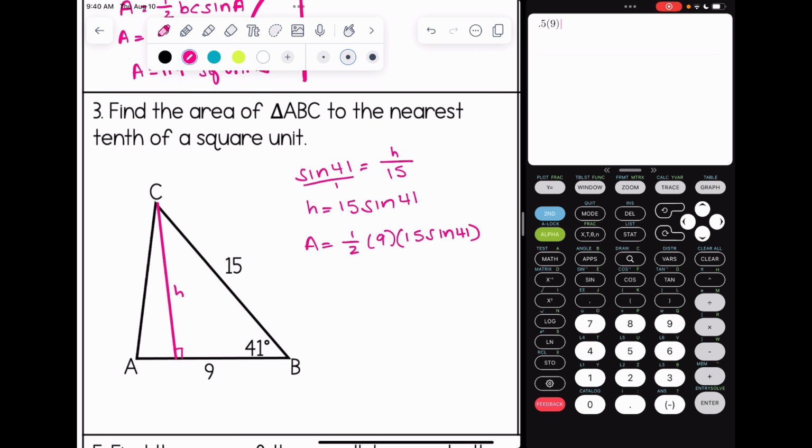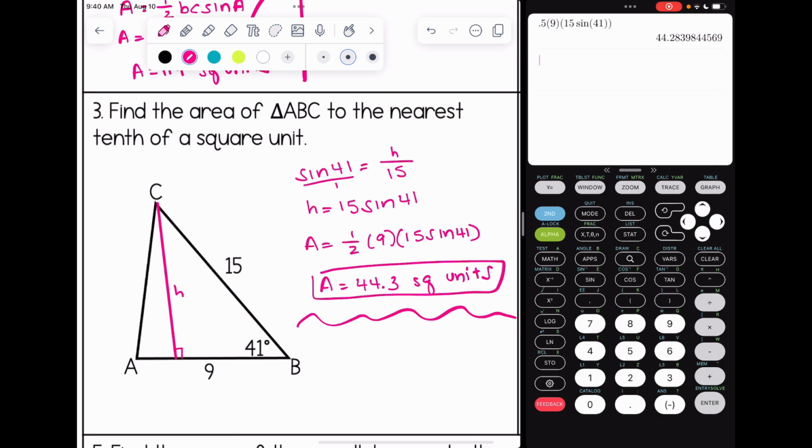Just a reminder, you always want to make sure you are in degree mode when you are doing these problems. And to the nearest tenth, I have 44.3 square units. If I did it using my shortcut formula, okay, so notice we have our answer. If I use the formula, notice in this problem, we are not given angle A, but we're given angle B. That means we're going to pick the formula that has sine of B at the end, and we'll plug in our value. So this would have been 1/2 15 times 9 times sine of 41, and of course those answers will match.